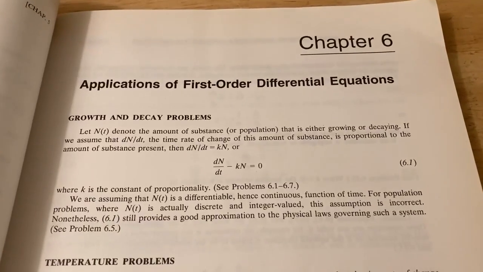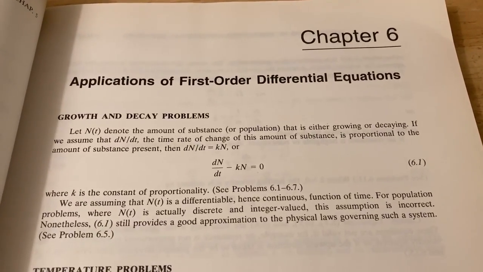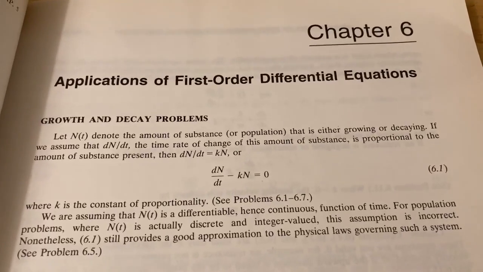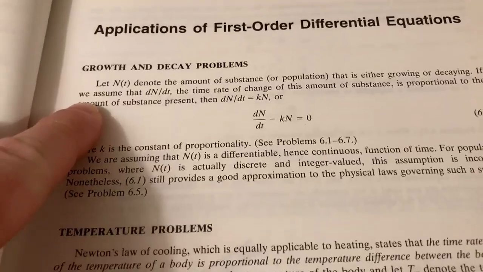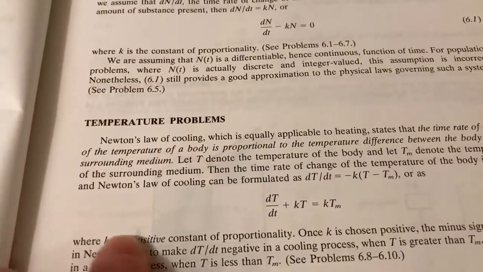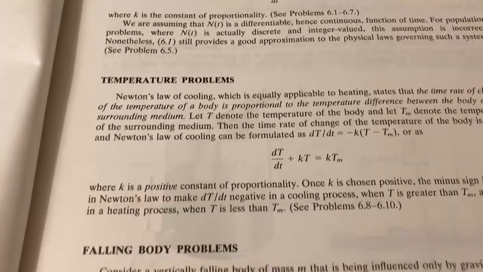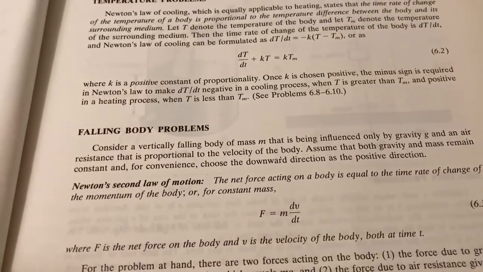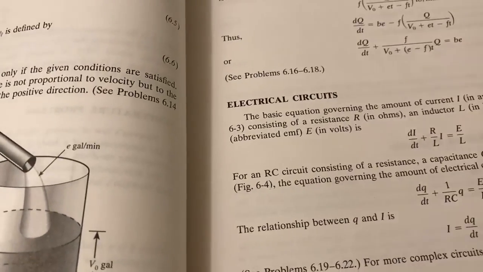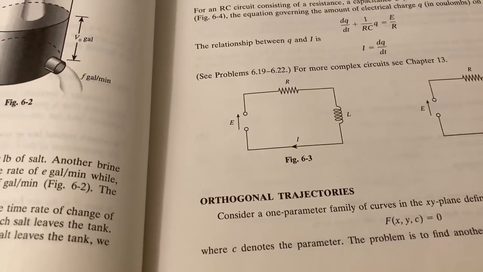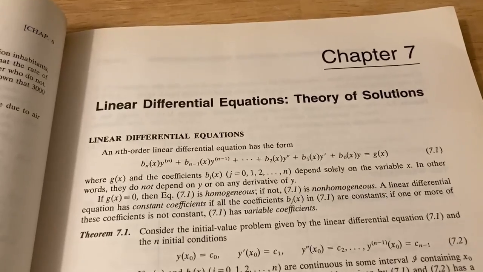Chapter 6 is on applications of first order differential equations, and there's tons. And if you're taking a course in college, you may only cover some of these. So here they talk about growth and decay problems, temperature problems, these rely on Newton's law of cooling, and falling body problems. They also talk about dilution problems, electrical circuits, and orthogonal trajectories.